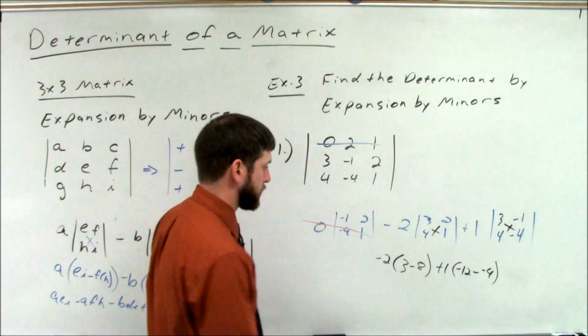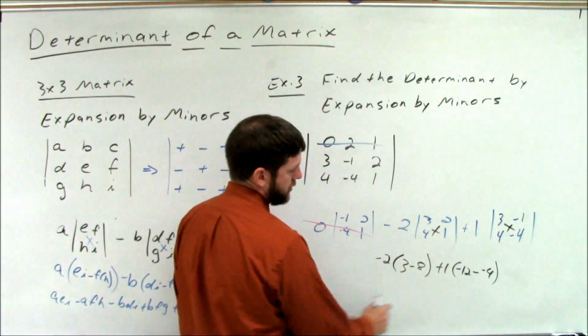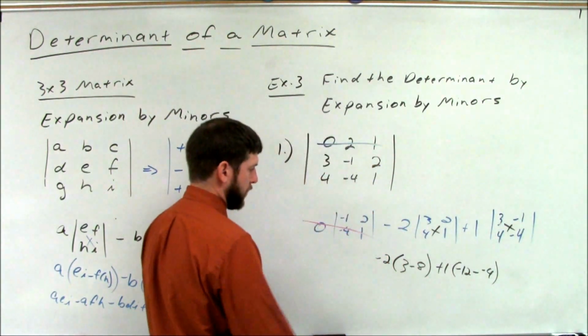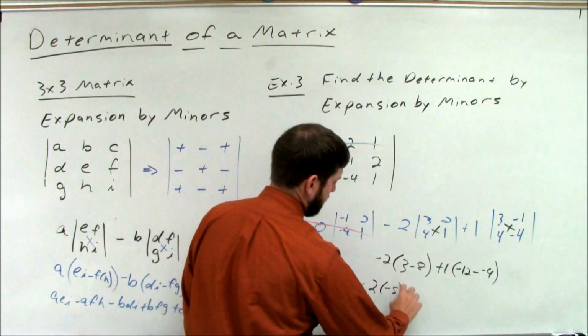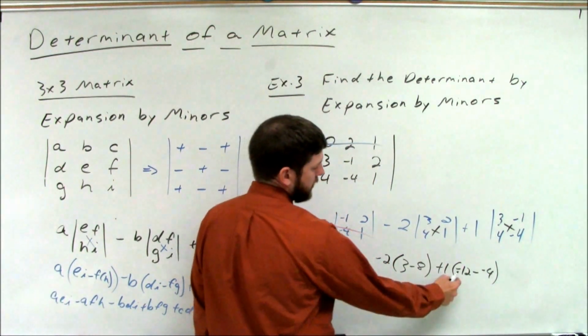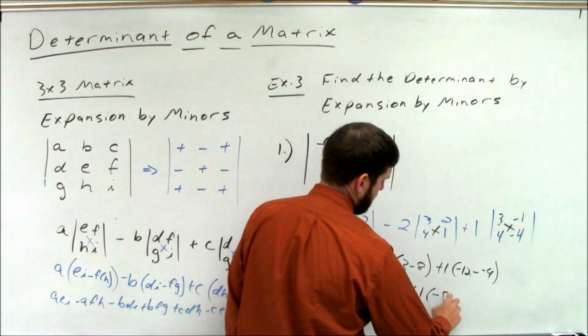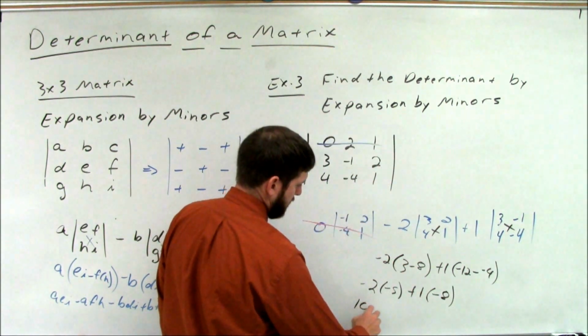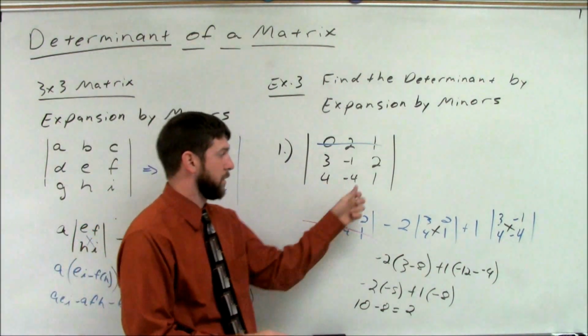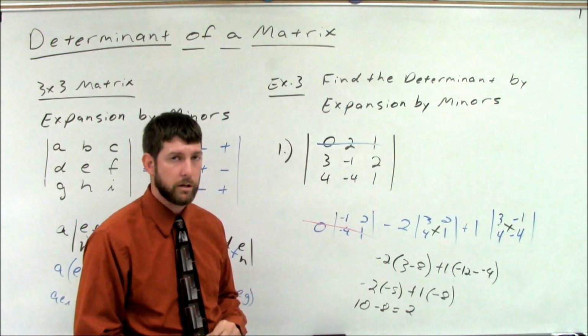Just multiplying those 2 by 2's. 3 times 1 minus 2 times 4. 3 times -4 minus -1 times 4. So -2 times -5 plus 1 times, we're getting -12 and 4 is -8. So 10 minus 8 is 2. Same determinant we got when we worked this exact same matrix earlier.